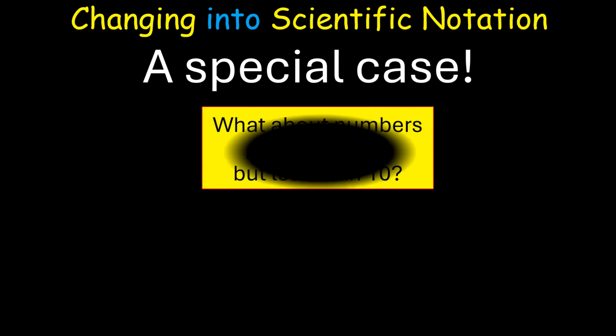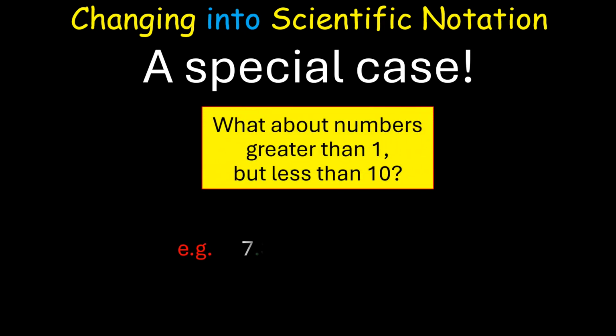There is one case our summary doesn't cover, when the number is less than 10 but not less than 1. For example, 7.39. In cases like this, the decimal point is already after the first non-zero digit, meaning it does not have to move any places at all. Writing it in scientific notation means the power of 10 is 0, like this.